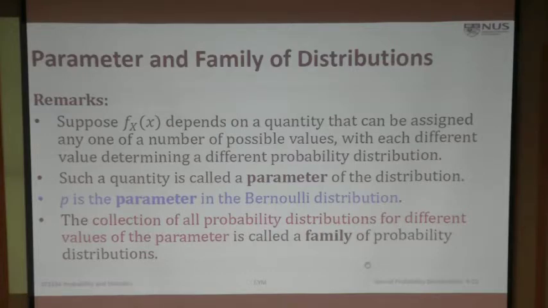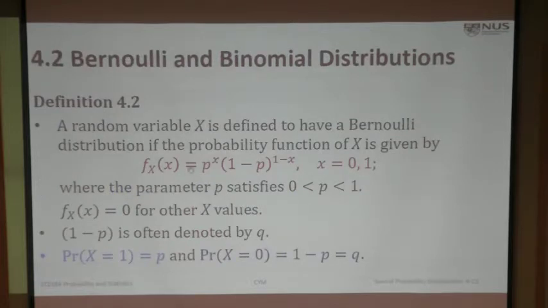Okay, let's look at some remarks. f sub x of x depends on a quantity that can be assigned any one of a number of possible values, with each different value determining a different probability distribution. That sentence is rather mystifying, but what it really means is that there's a family of probability distributions. Once you specify p, that specifies the probability mass function of the random variable x. So this is a family of probability distributions, and the associated number p is called a parameter.